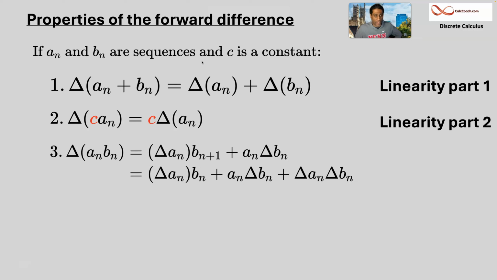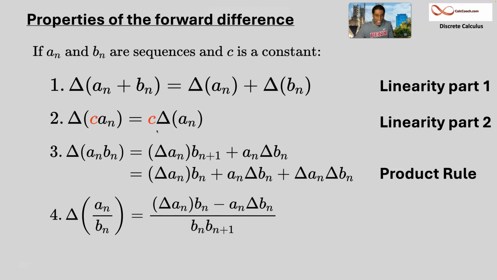You can put these two together into one property. And so the third property then is going to be how it works with the product of two sequences. It's a product rule. And so we'll get the forward difference on a sub n times b sub n plus 1, plus a sub n times the forward difference on b sub n. And if you work that out, add in some terms, you get a three-term way to represent the forward difference on a product. So that's like our product rule. And then the quotient rule, if you need it, there it is. Okay. And so these are the properties of the forward difference. We'll end up using one of these later.